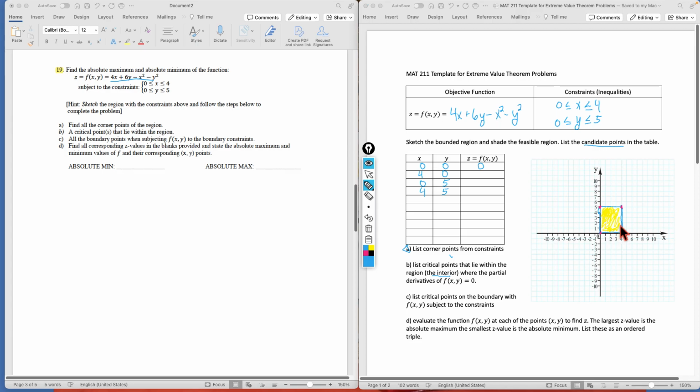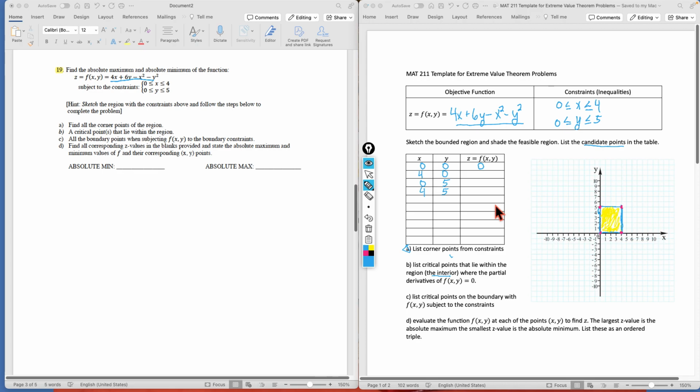So that would be in this yellow shaded region. There could be some in there, and they would occur wherever the partial derivatives equal 0. So what we're going to do is come back up here. We're going to take our function, get its partial derivatives, and set them equal to 0.